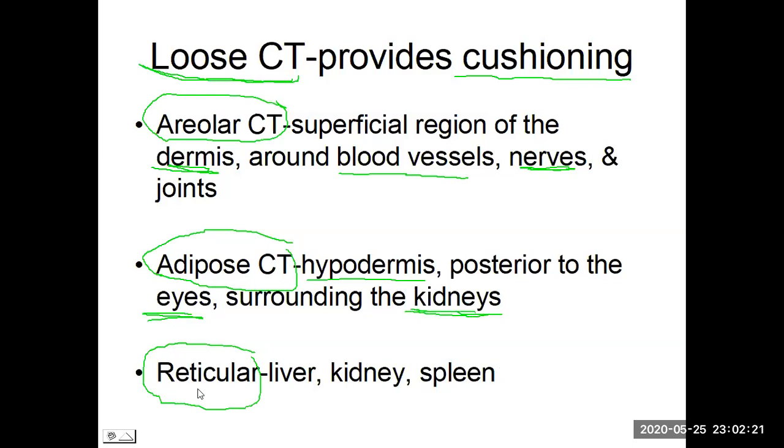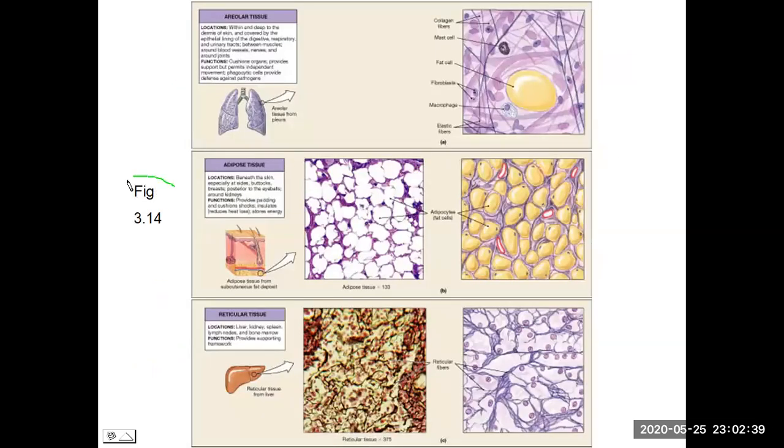Whereas now the reticular tissue, and you want to think back to those branching reticular fibers, making the basic shape of organs such as the liver, kidney, the spleen, even the heart. And again, locations, that's what's seen in the textbook figures. So I want to point these out to you.